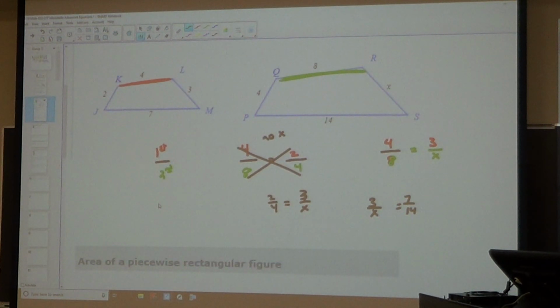Now, just to show you, if you use this problem, you would multiply and divide. If you use this problem, you would multiply and divide. And if you use this problem, you would multiply and divide. You don't have to do all 3, you just have to pick one.